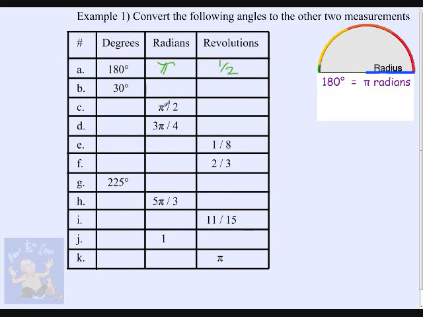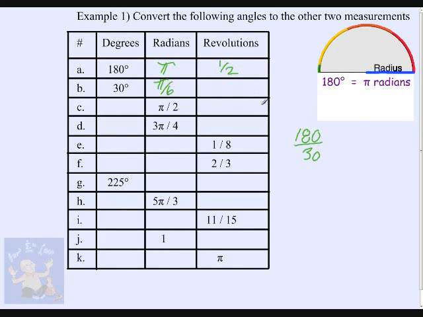Yes. 30 degrees. Well, let's see. 30 degrees, if we said 180 divided by 30, that would go in 6 times. So 30 degrees is 1/6 of pi. So we're going to say pi over 6.